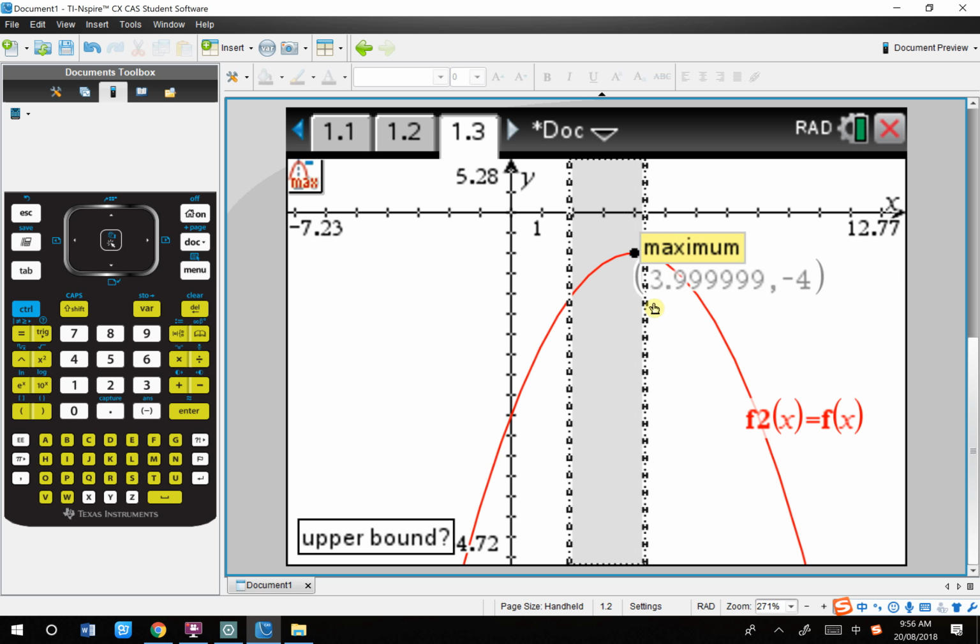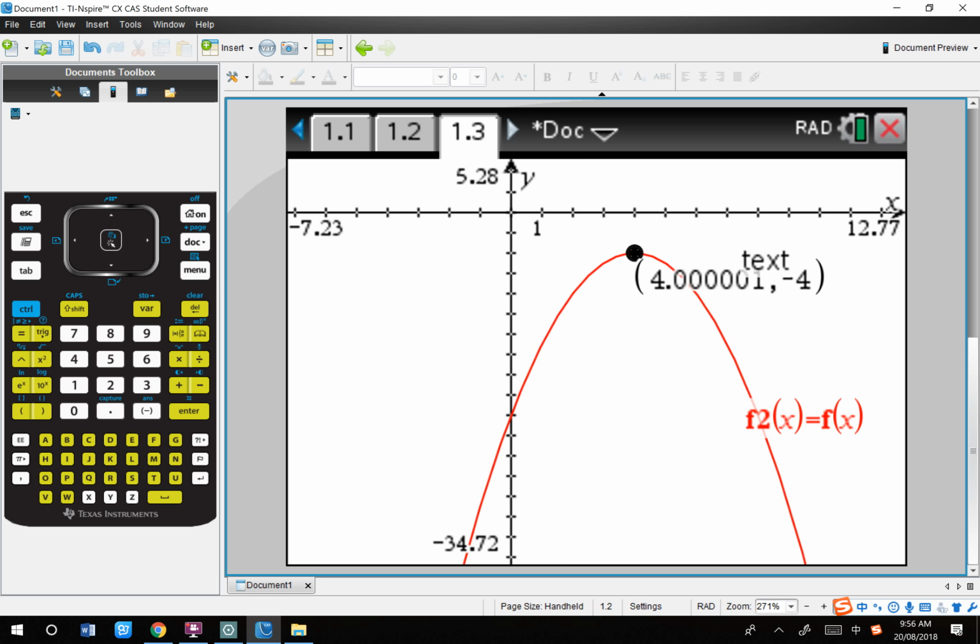You need to keep going that way. See that? And then press enter again when you move to the right hand side. A very terrible thing here is, can you see this value is 4.00001, -4? This turning point is actually 4, -4. It gives a lot of unnecessary decimals and it won't show exact values. That's the disadvantage. You can roughly see where your turning point is, but you can't get exact values.